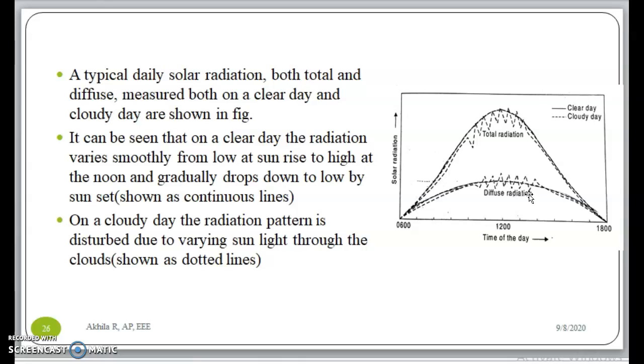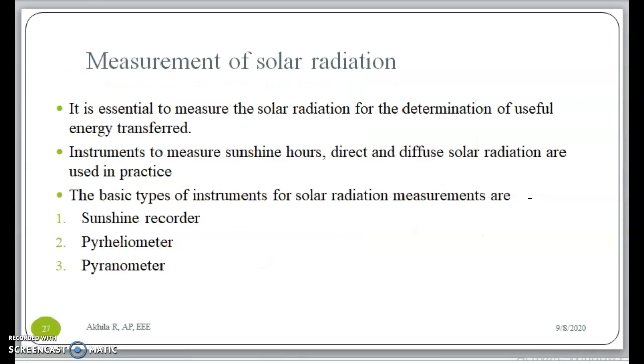Okay. So next we are going to the measurement of solar radiation. So as I said, we already heard two meters, pyrheliometer and pyranometer. I will only mention them in the introduction, and in the next class we will learn about these meters. So this is basically used to measure the solar radiation so that we can find out the useful energy that is transferred, and the instruments measure the sunshine hours and the direct and diffuse solar radiation. So three types of basic instruments you have: sunshine recorder, pyrheliometer and pyranometer. So as mentioned, pyrheliometer is for the beam radiation, direct radiation, and pyranometer is for the diffuse radiation. Thank you.